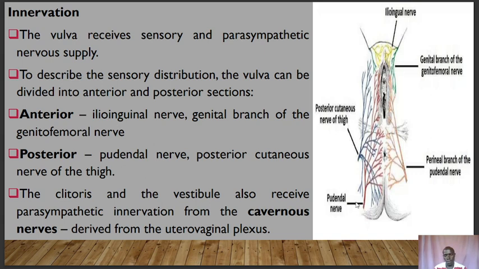Okay, the pudendal nerve is here, and you can see its branches. We also have the posterior cutaneous nerve of the thigh, which is here, and you can also see its branches. The clitoris and the vestibule also receive parasympathetic innervation from the cavernous nerves, which are derived from the uterovaginal plexus.